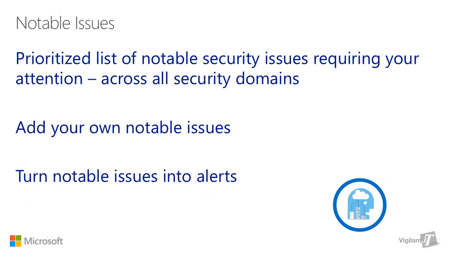Notable issues are an at-a-glance view of your environment. It's a prioritized list of notable security issues that require attention across all security domains. You can add your own notable issues very easily. You simply create a custom search query and you can save it to appear as a notable issue. From here, just like any other saved search or search query, you can easily turn the notable issue into an alert. You can set up a webhook for integration into a ticketing system, or you can grab the data using PowerShell to customize your alerts by using an SMS API, which we showed you earlier.